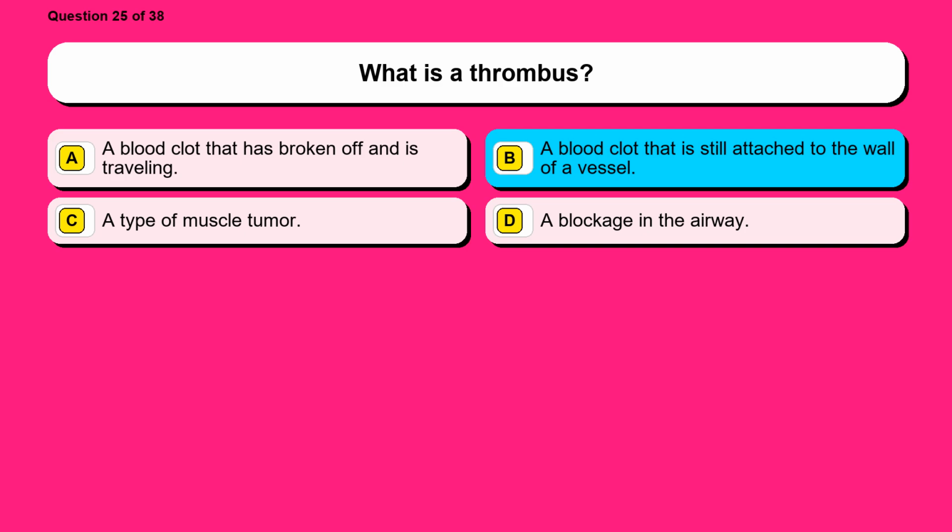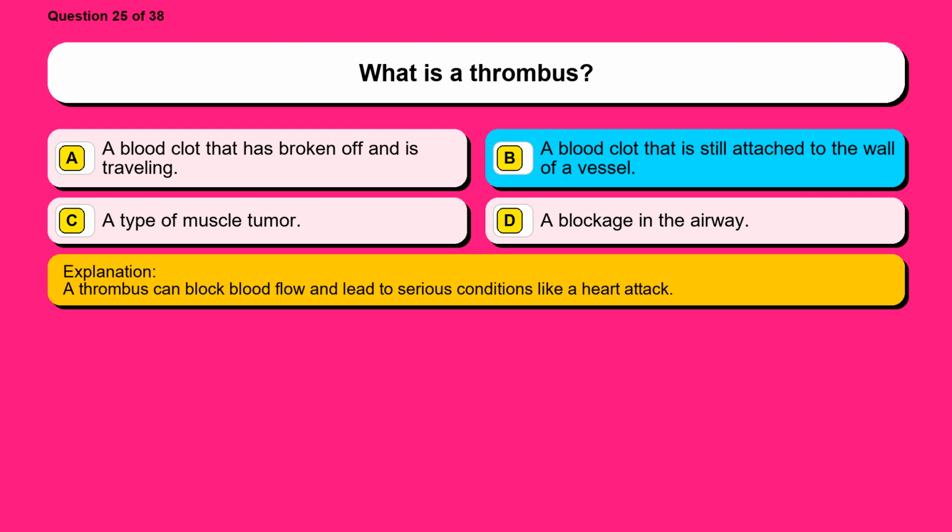The correct answer is option B. A blood clot that is still attached to the wall of a vessel. A thrombus can block blood flow and lead to serious conditions like a heart attack.